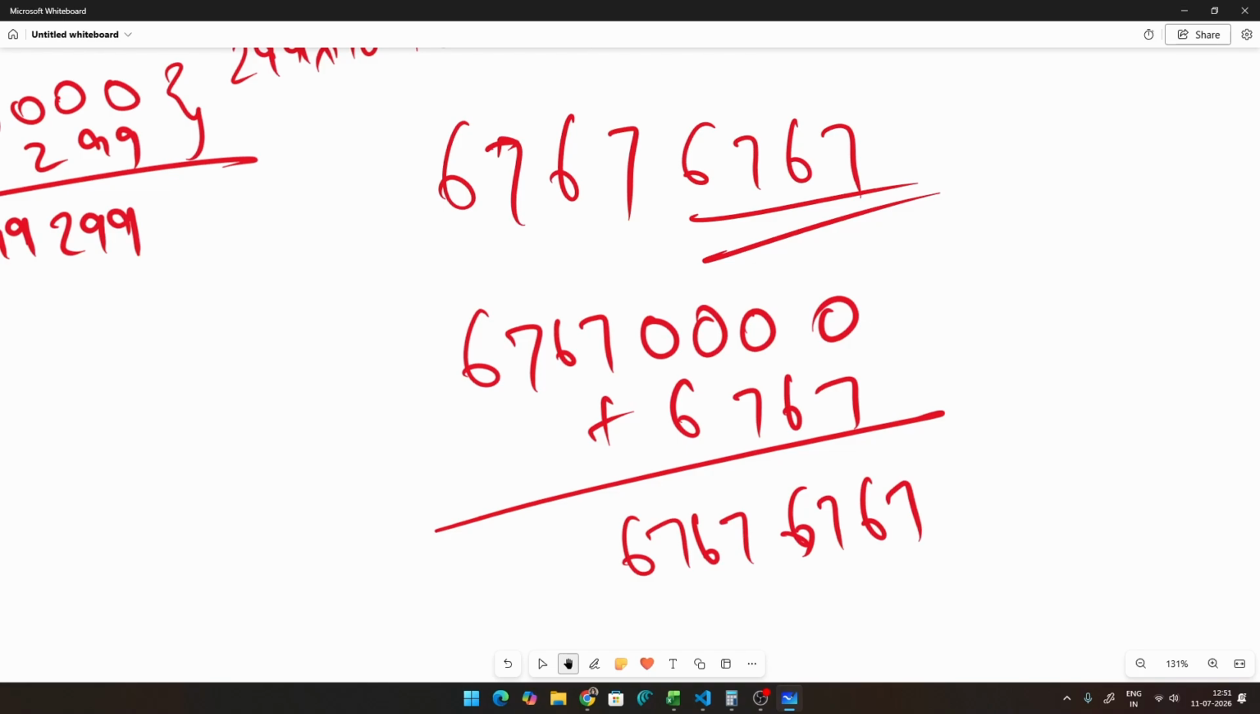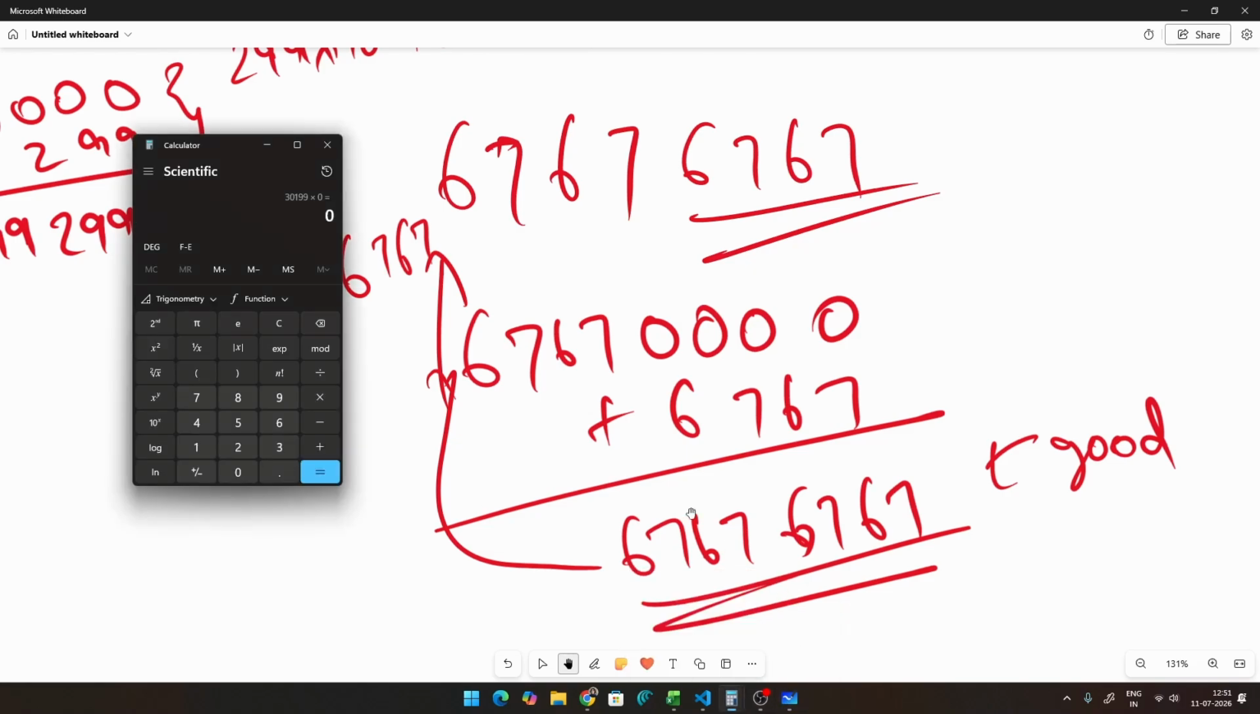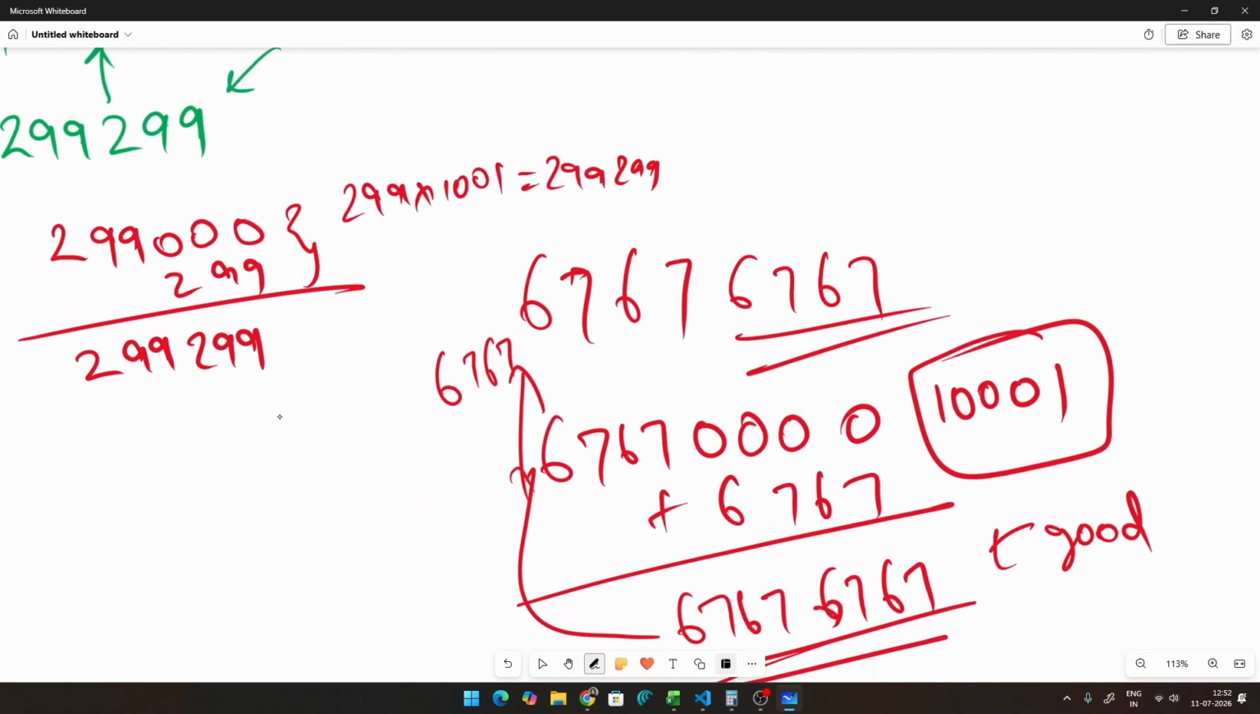Right? So I'm saying this is a good number. And this I'm able to get by multiplying some value to my original number 6767. And this applies to any number, right? So what am I telling here? Let us try to divide this also and see. 67676767 divided by 6767 gets 10,001. We know that the answer for this one is going to be 10,001.